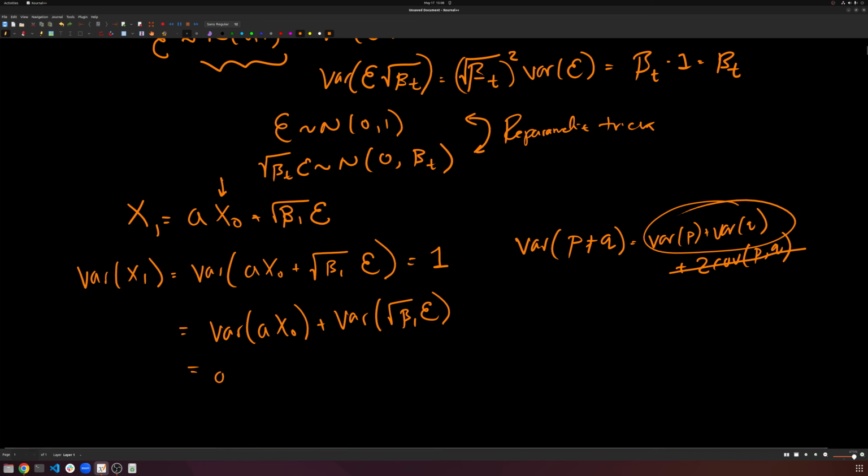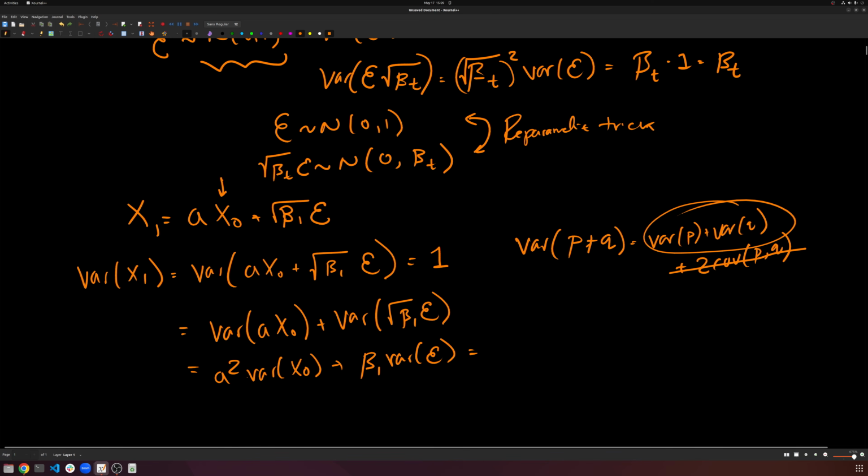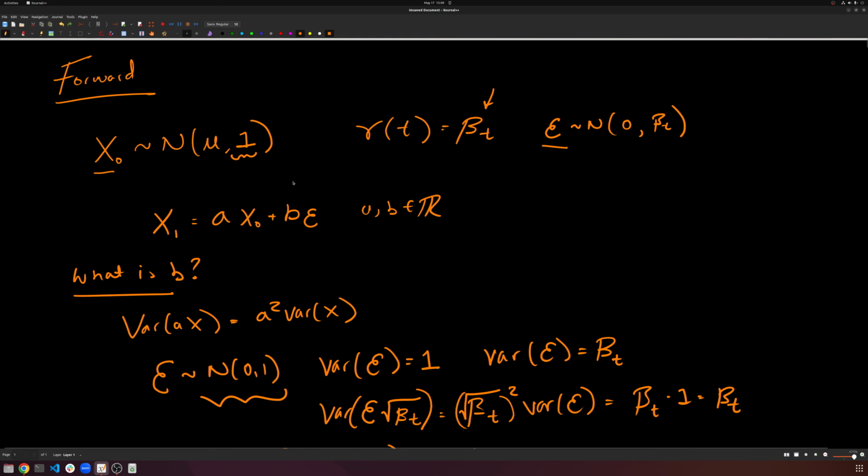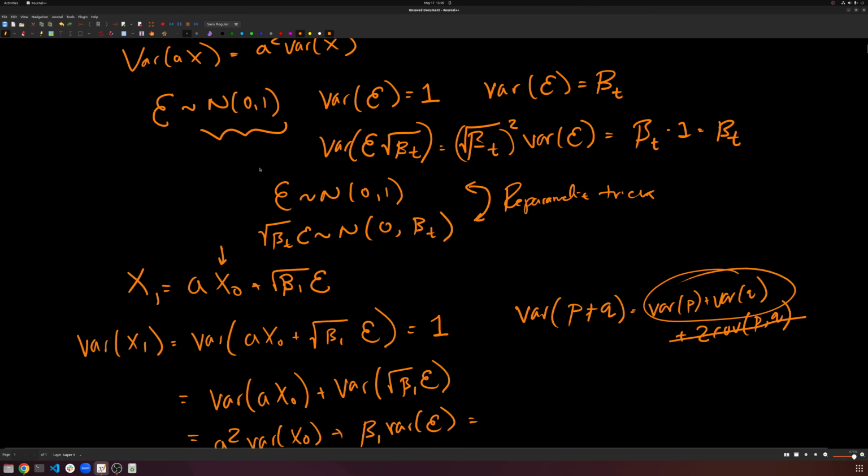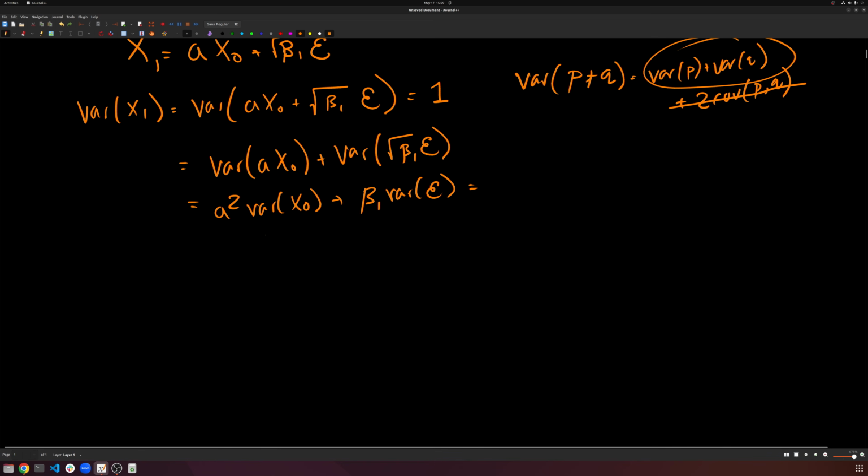And like our variance rule from before, that's going to be a squared times the variance of x0, plus the square root of beta 1 comes out, giving us just beta 1 times the variance of epsilon. And this is why I selected, just for simplicity, x0 to have a variance of 1, to make this math a little bit simpler. So this term is just 1. And we know epsilon is just standard normal, 0, 1, so this is also 1, right? The variance of these two terms is 1, which means we have a squared plus beta 1 is equal to 1, right?